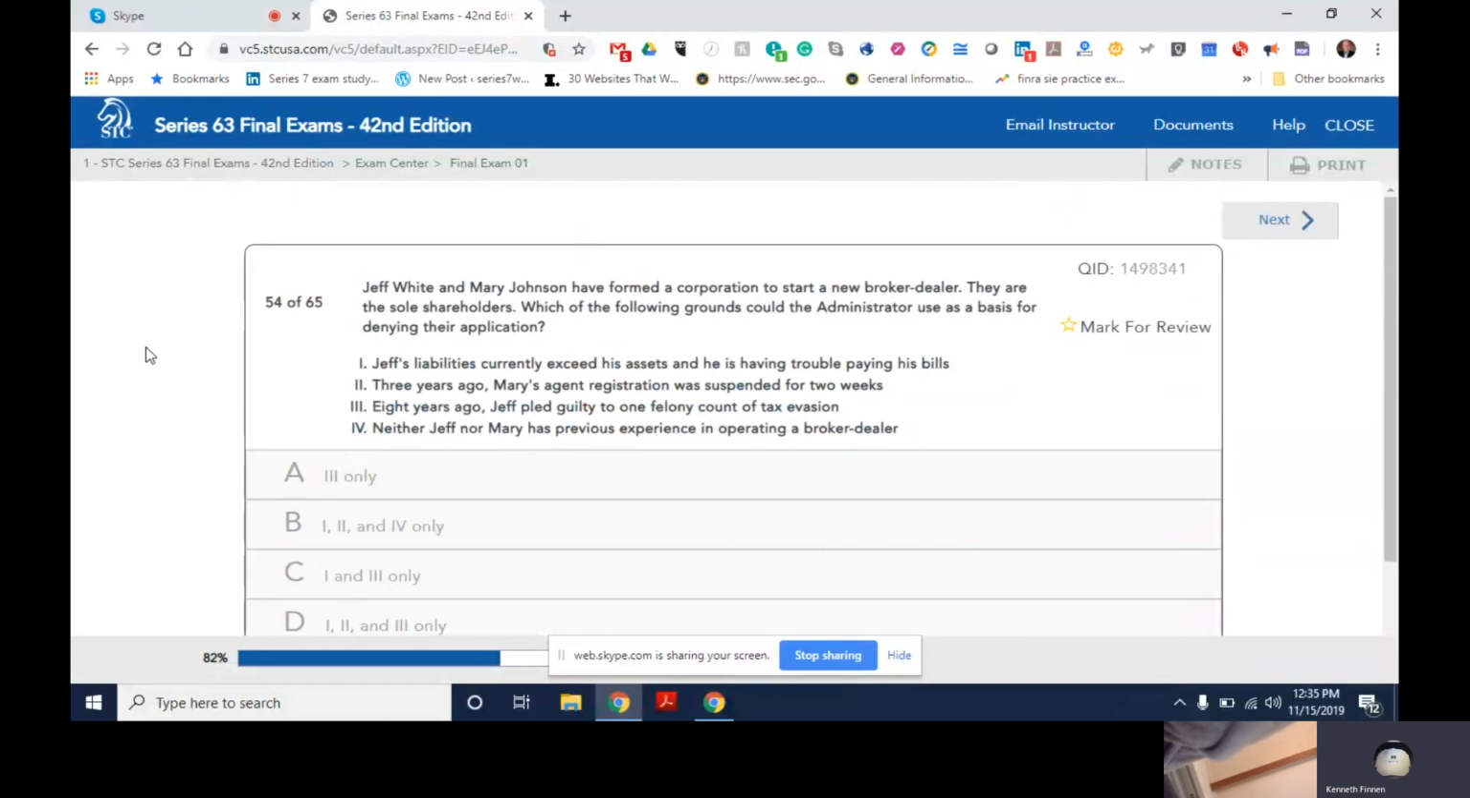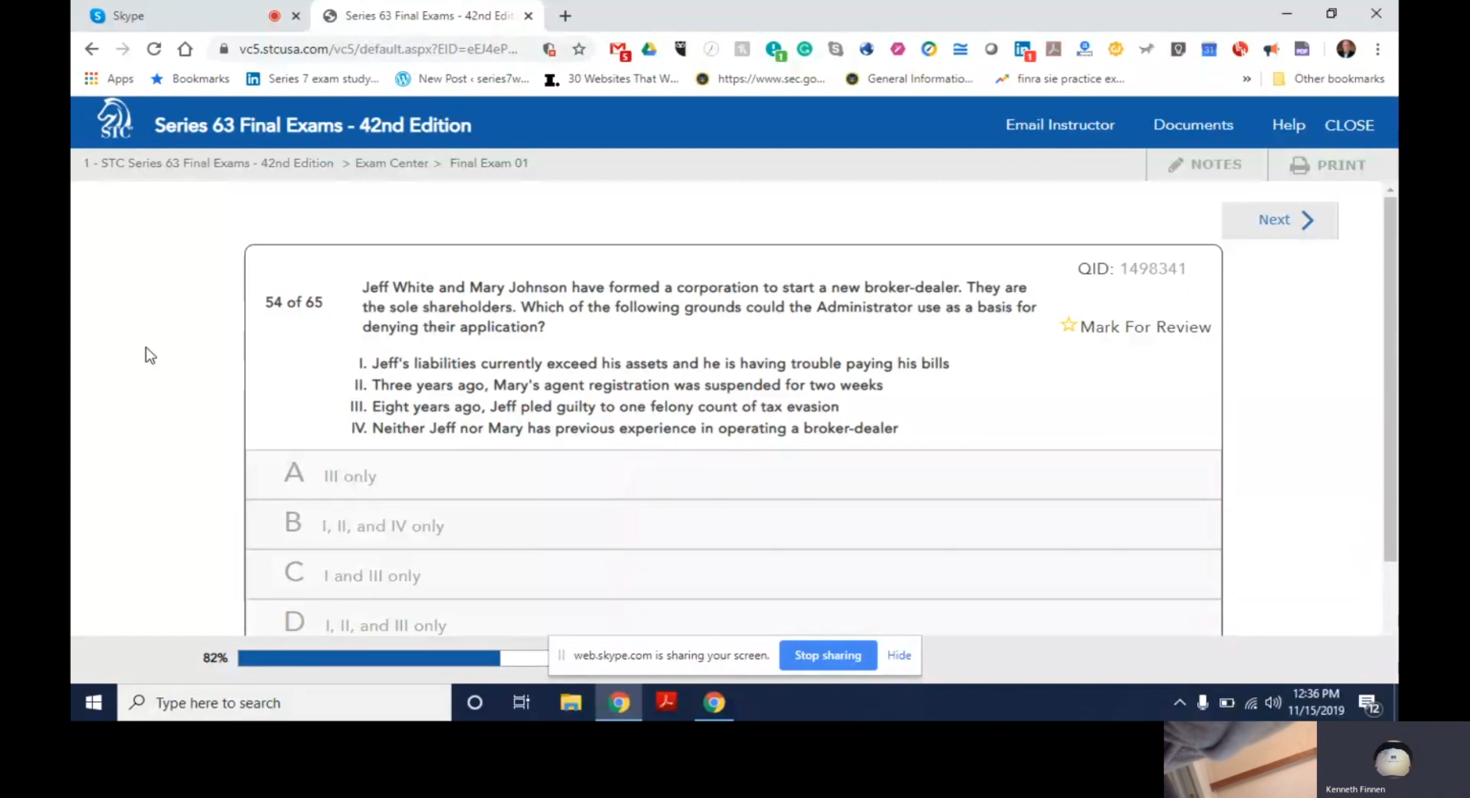Jeff White and Mary Johnson have formed a corporation to start a new BD. Again, this is why I like the real exam, because it's clear. Here, they're a little vague. Jeff White and Mary Johnson have formed a corp to start a broker-dealer. They are sole shareholders. Which of the following grounds could the administrator use as a basis for denying their registration?